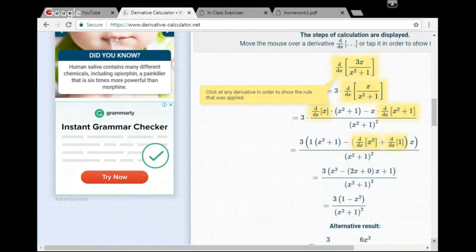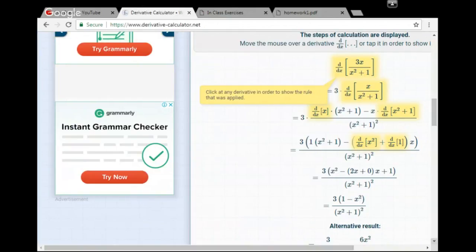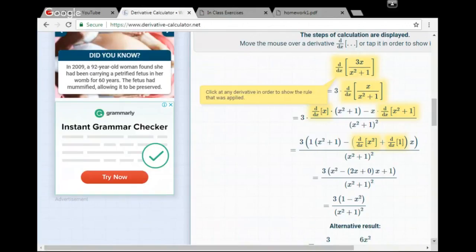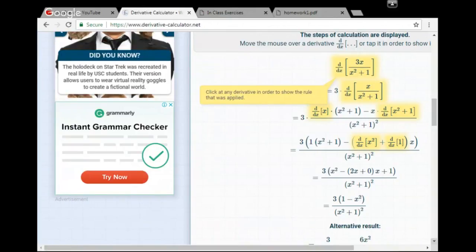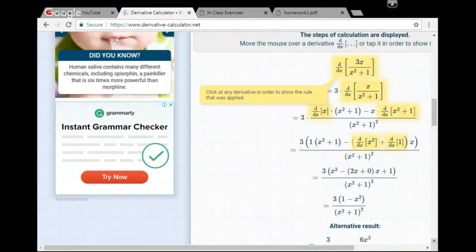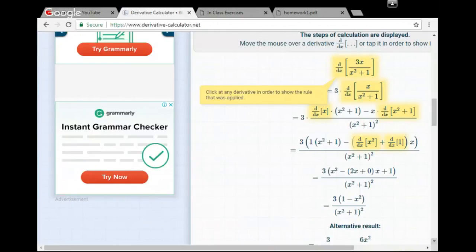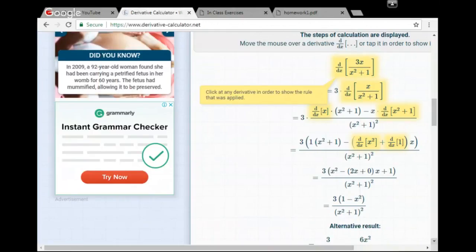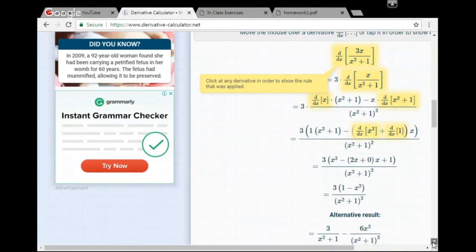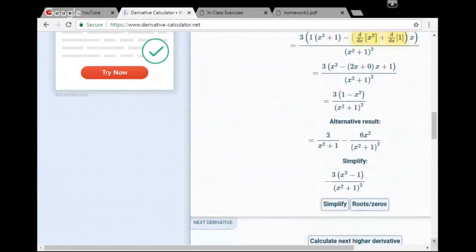So first they do the denominator, and we end up with 3x squared minus 2x plus 0, x plus 1 over x squared plus 1 squared, and that equals 3 times (1 minus x squared) over (x squared plus 1) squared. Now you could have left it like that. The alternative result before they simplified is this. So, okay. Like I said, you don't have to do this.